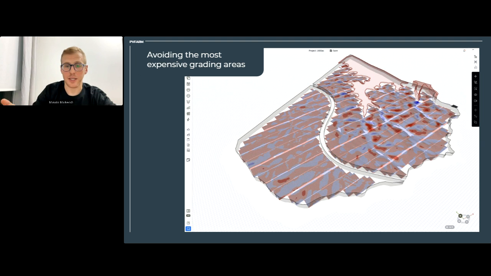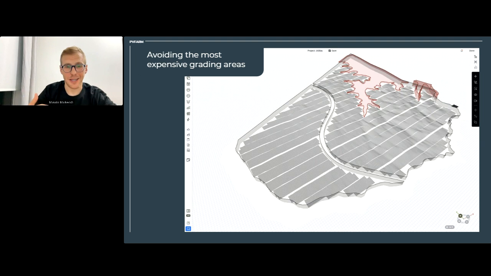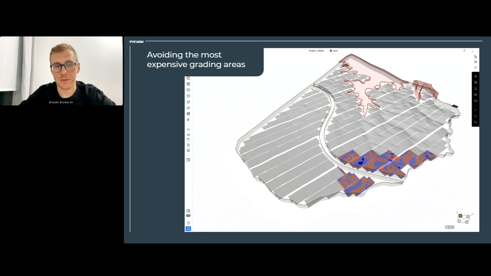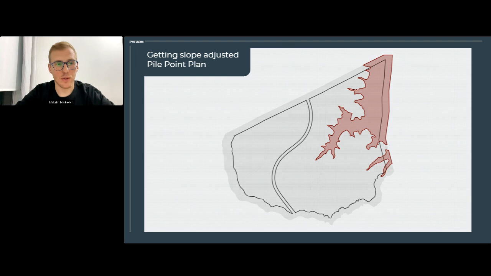And if it's that rare case where you have an excessive amount of land and you can avoid some areas, you will definitely be able to find the area where you don't want to place your trackers because it's expensive. So let's go to the next one.